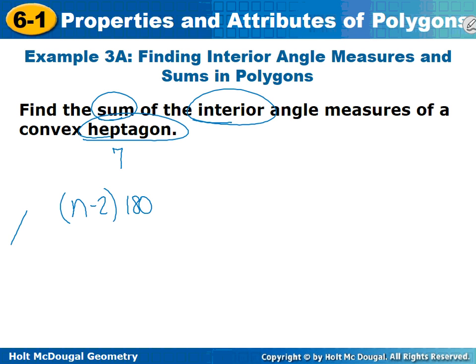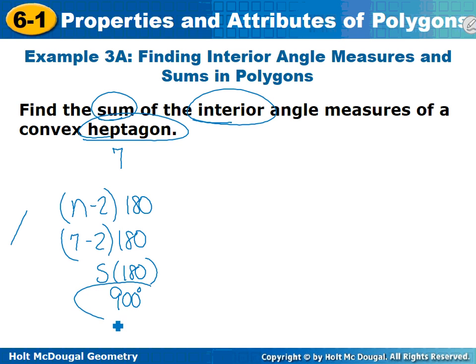Okay. So I plug it in. What's 7 minus 2? 5. What's 5 times 180? 900. What are we going to put at the end of 900? Degrees. So the sum of all of the angles in a heptagon is going to be 900 every time, all the time if it's a heptagon. Okay? If it's a triangle, it's 180.